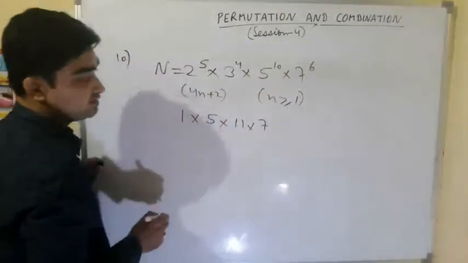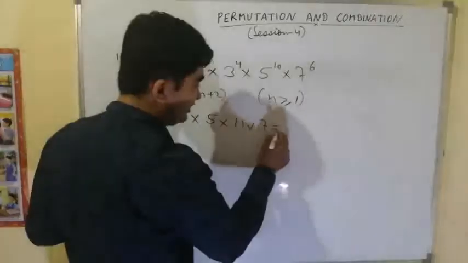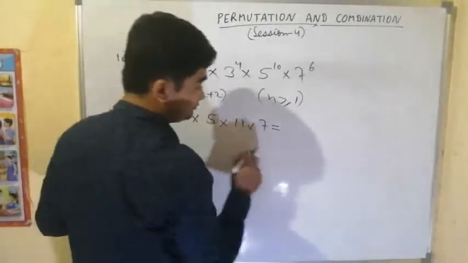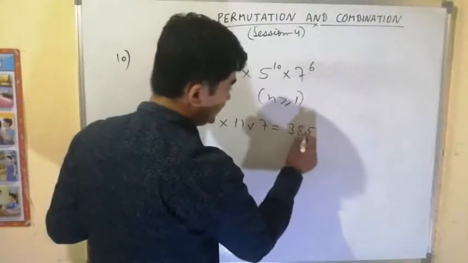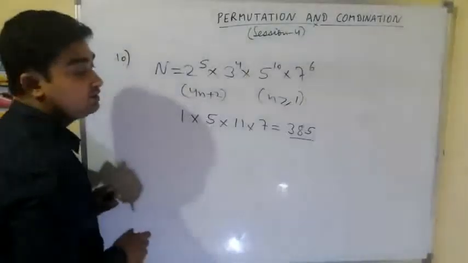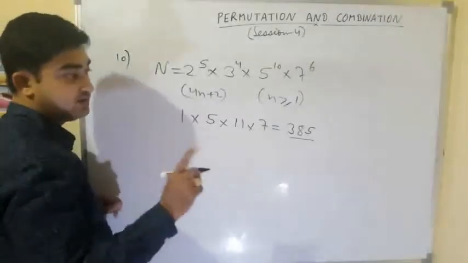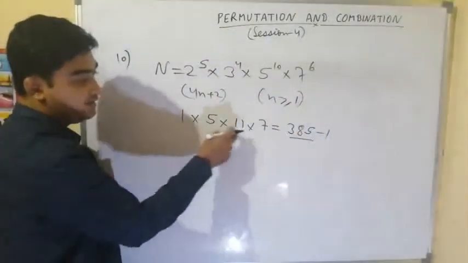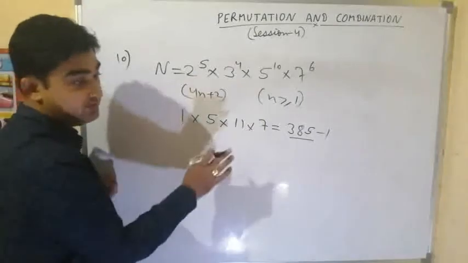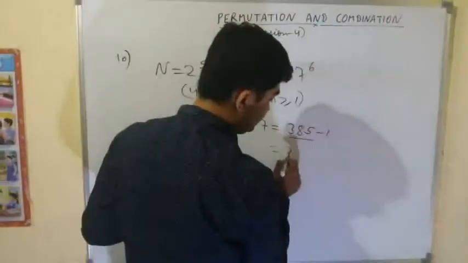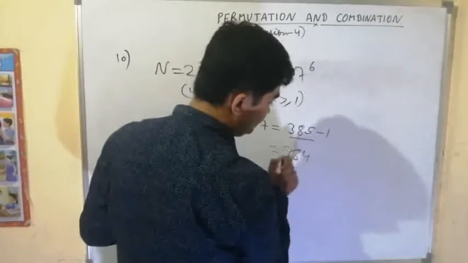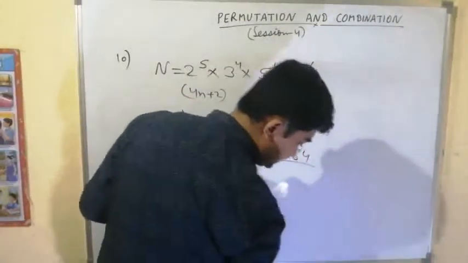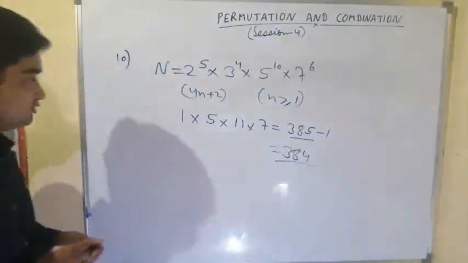6 plus 1 is 7. So total choices available are 385. But out of these total choices, one case we will subtract where we are getting 2, because we are taking 1 2 and we are leaving everything else. So we will get 2 that we cannot take. So 385 minus 1, which is 384. So the answer is 384.